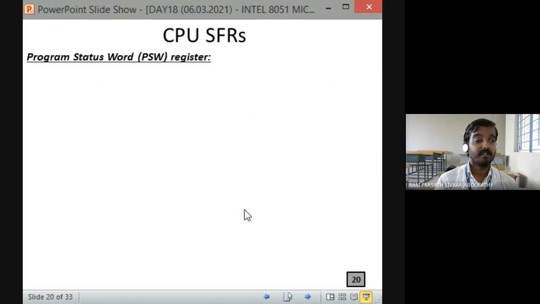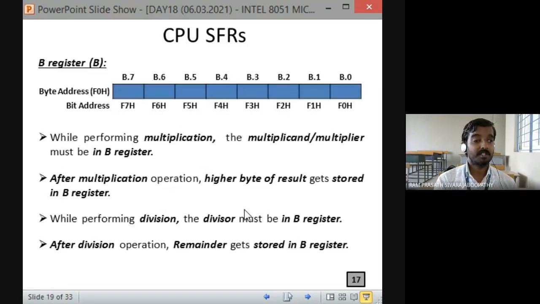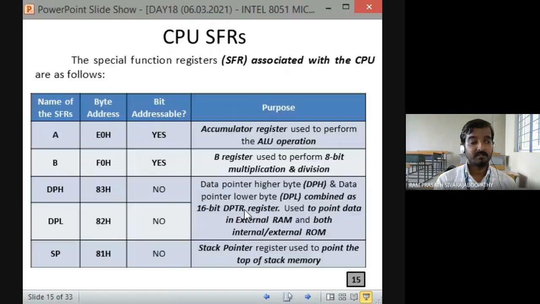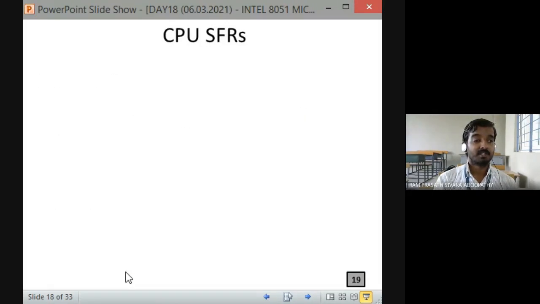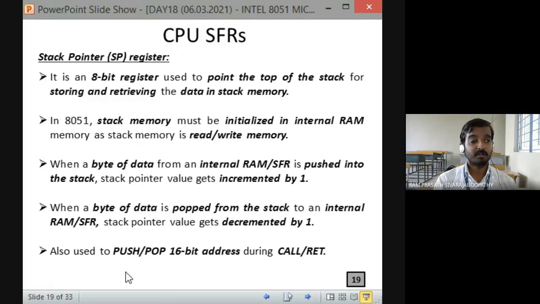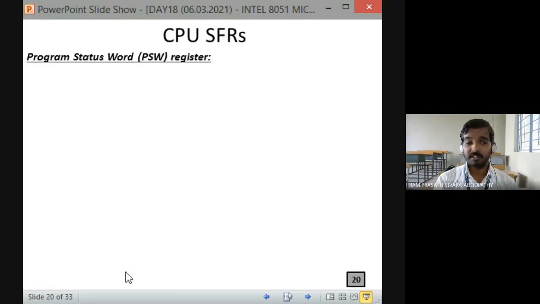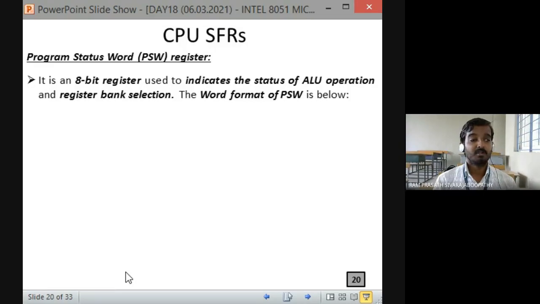Fine. Then one more SFR I forgot to tell you. It is the program status word register. Okay, the PSW register. It is also associated with the CPU only. I think I forgot to mention it in the table. Actually, after the stack pointer, I have to mention PSW. Okay, I forgot to mention it here. So PSW is also an SFR associated with the CPU. It is an 8-bit register used to indicate the status of ALU operation and register bank selection.